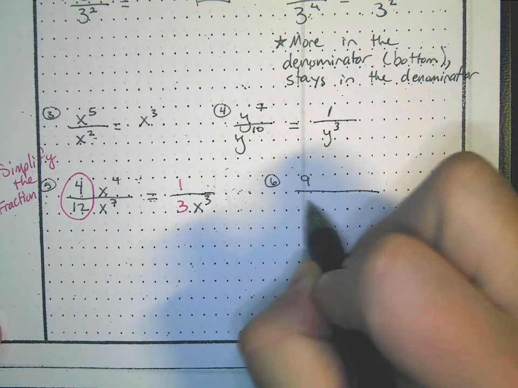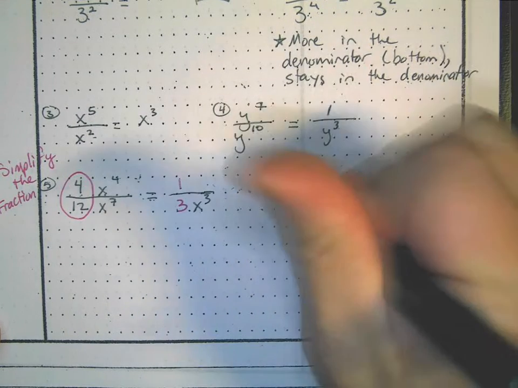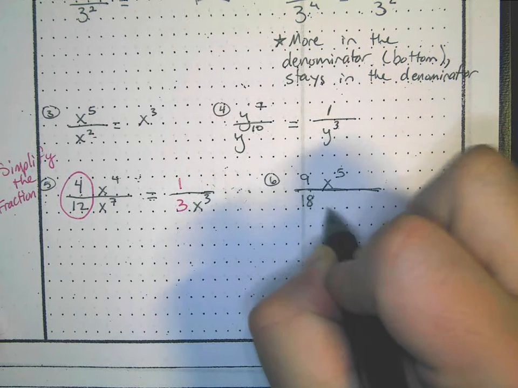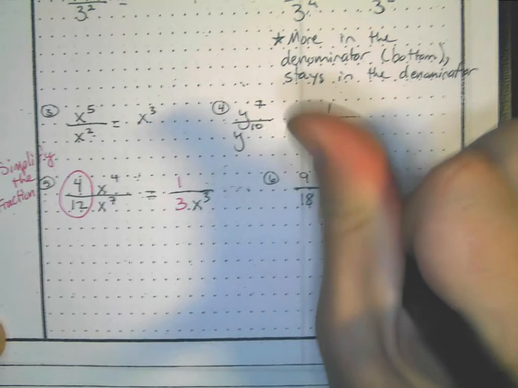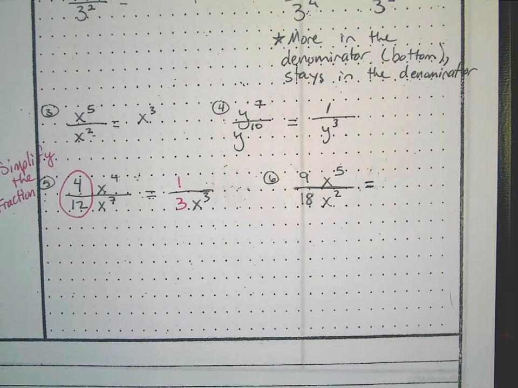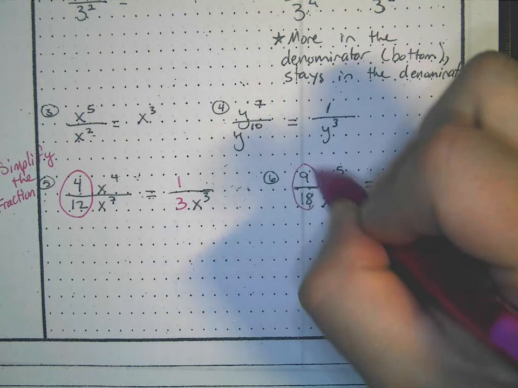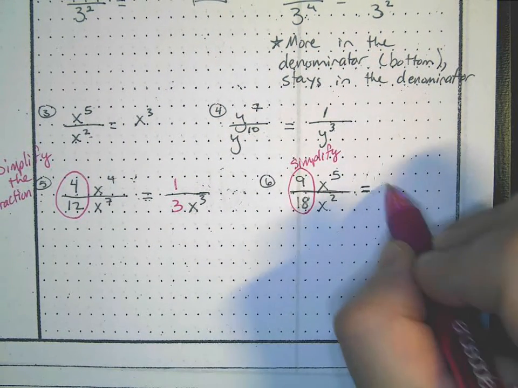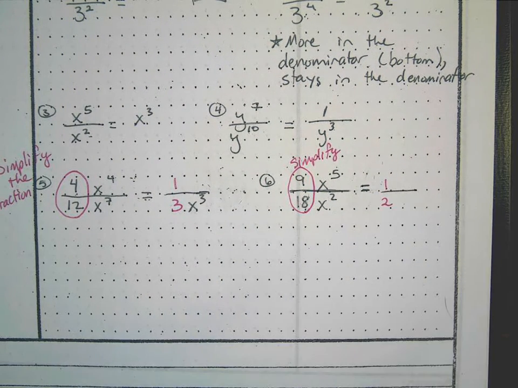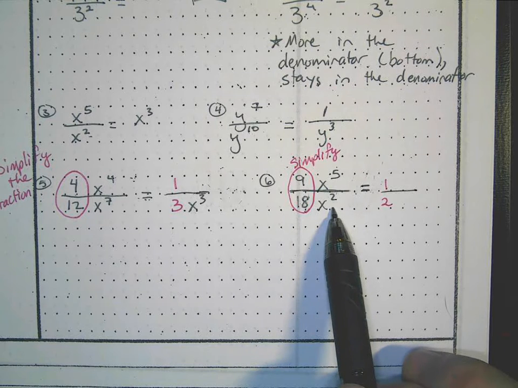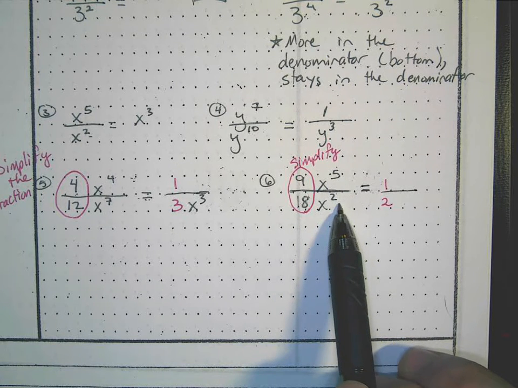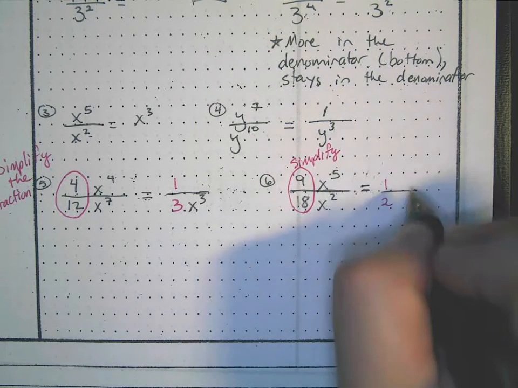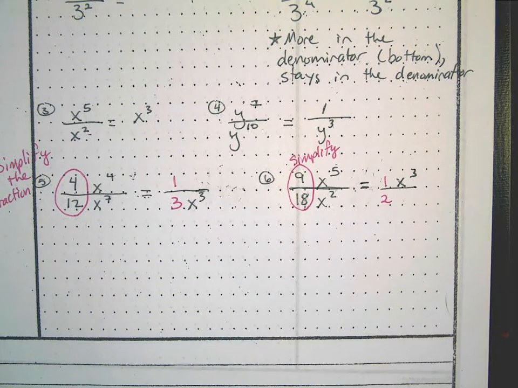Let's say I had 9 over 18, and then we had x to the fifth, x to the second. What's this going to equal? Well, I need to simplify my fraction first. 9 over 18, I can divide top and bottom by 9, so I get 1 over 2. And now I'm dividing similar bases, so I subtract. 5 minus 2 is 3. But where is it going to be located? Are my x's going to be in the numerator or the denominator? Well, I have more on top, so we're going to leave them up top. So I'll put x, and then I subtract to the third.